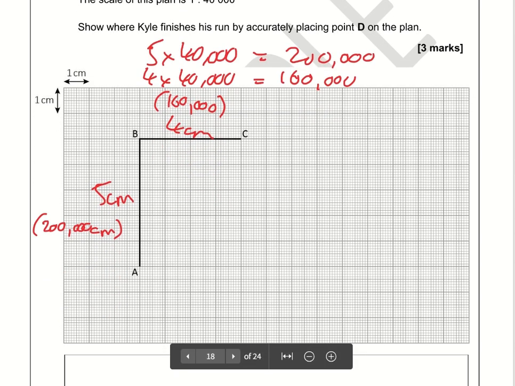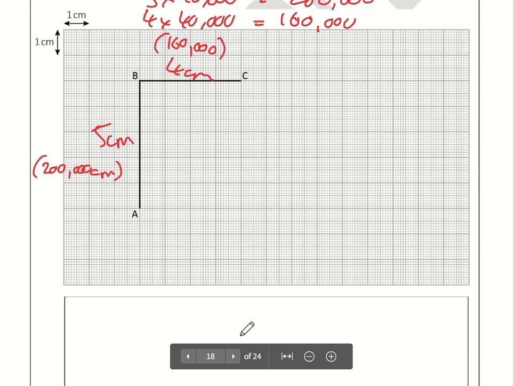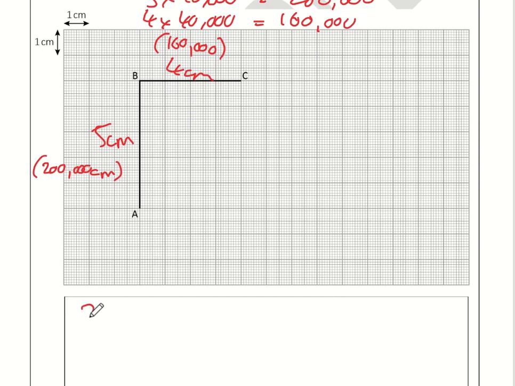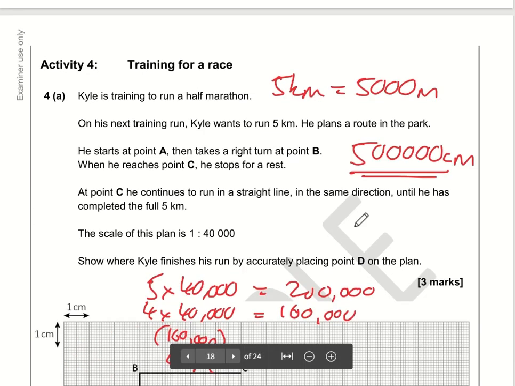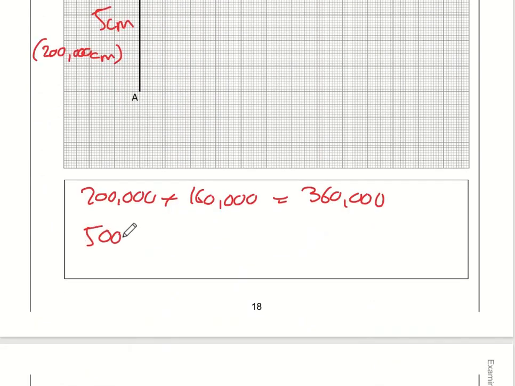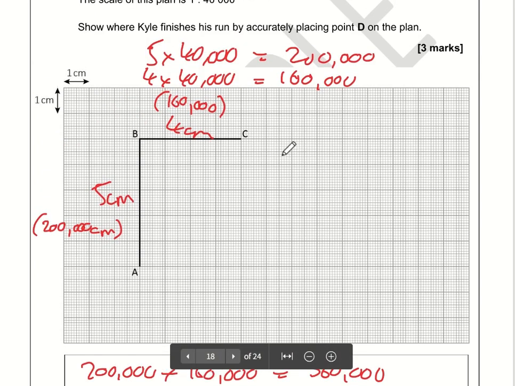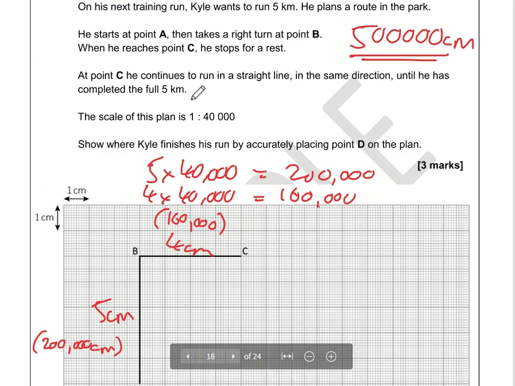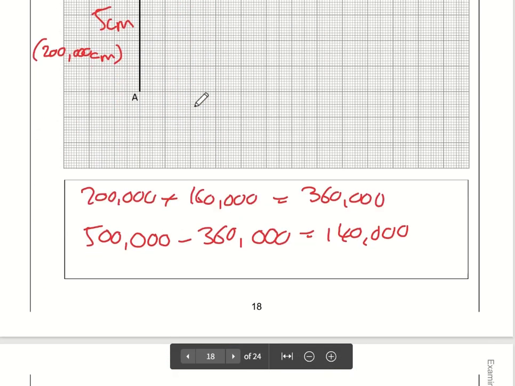So far he has done, in fact I should probably use the actual workings box here, 200,000 plus 160,000. That is 360,000, and we've worked out that the total was 500,000. So how many centimetres has he got left to do? 500,000, take away 360,000, which is 140,000 in real life.